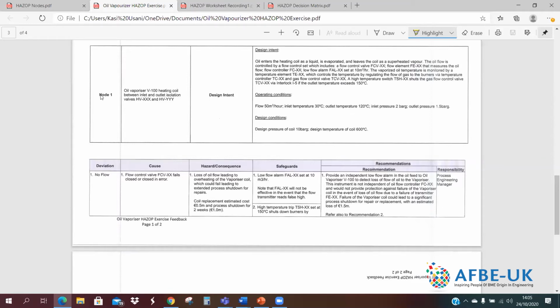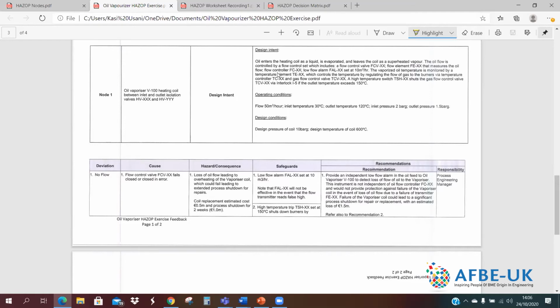So you describe what node it is that you're looking at. That's node 1. It says oil vaporizer heating coil between inlet and outlet isolation valves, XX and YY, etc. And you record the design intent of that node. So for that node, what is it doing? The recording here says oil enters the heating coil as a liquid, and so on and so forth.